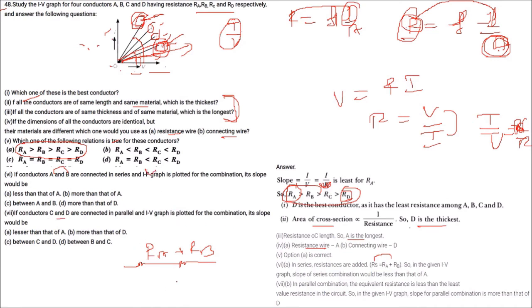We know that if this is C and this is D, when we combine them in parallel, it will be 1 by C plus 1 by D. So it will be lower than either value of C or D. In a parallel combination, the equivalent resistance is less than the least value resistance of the circuit. So in this IV graph, the slope of the parallel combination is more than that of D.